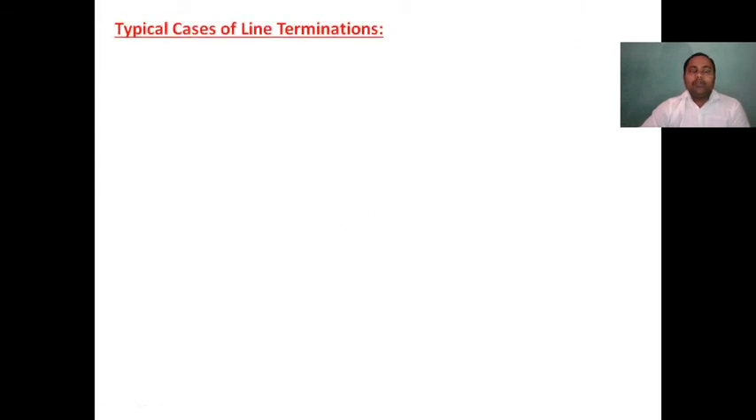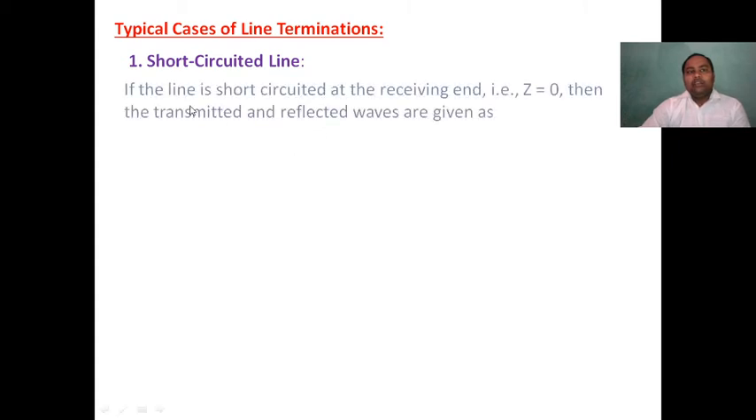The next topic is typical cases of line terminations. What are the typical cases? The first one is the short circuited line. When the line is short circuited at the receiving end, Z is equal to 0. From the same diagram, the line has a characteristic impedance and an incident voltage. With Z equal to 0, the transmitted and reflected waves are given as follows.